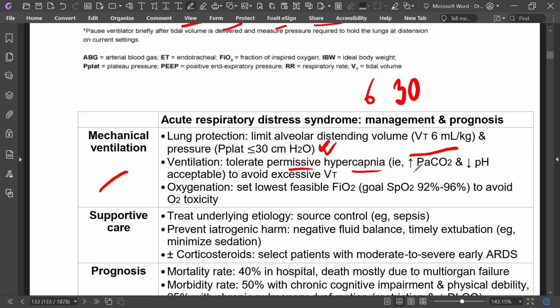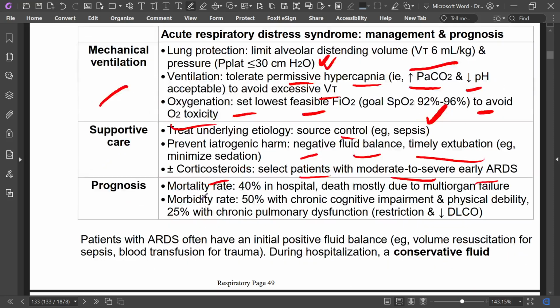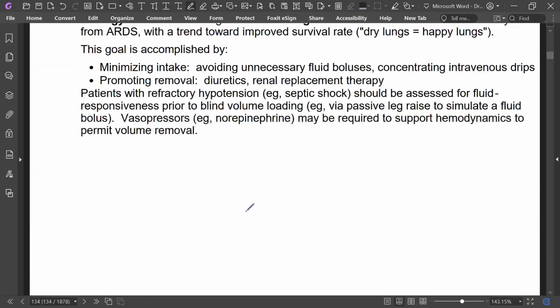Ventilation tolerates permissive hypercapnia, where PaCO2 is higher and pH is lower, to avoid excessive tidal volume. For oxygenation, set the lowest feasible FiO2 to avoid oxygen toxicity. Supportive care: treat the underlying etiology, source control, sepsis, preventing iatrogenic harm, negative fluid balance, timely extubation and minimizing sedation, and finally corticosteroids in selected patients with moderate to severe early ARDS. Mortality rate is 40% in hospital, with death mostly due to organ failure. Morbidity: 50% chronic cognitive impairment, physical disability 25%, and chronic pulmonary dysfunction with restriction and decreased DLCO.